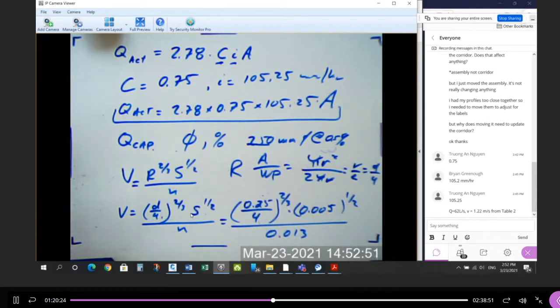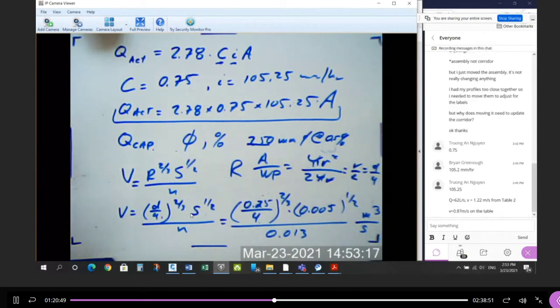Okay, Trong, what did you get for the velocity from the table? And what do you get for this calculation? And this is going to come out in cubic meters per second. Sorry for the blurriness here. So somebody calculate this, and Trong, since you've done it once, can you look up the value on the table?